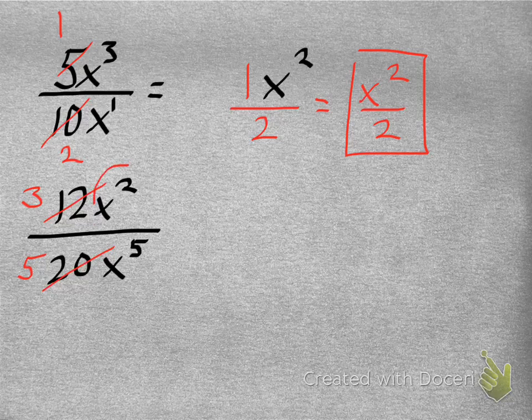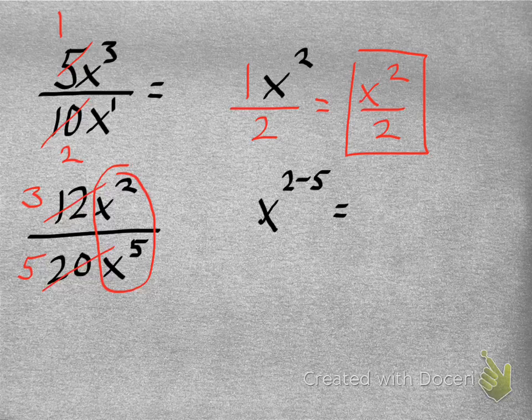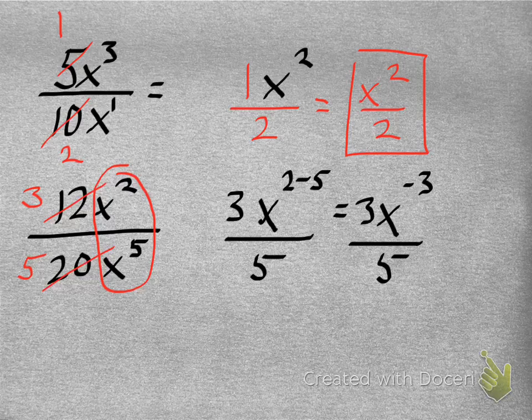Now, let's look at x squared divided by x to the 5th. By what we just said a second ago, that should be x to the 2 minus 5. Well, that's kind of a problem because that's x to the what? Negative third. Negative third. And that is actually correct. So this is actually 3x to the 2 minus 5 over 5, which is 3x to the negative third over 5. Okay, and that is actually the right answer.